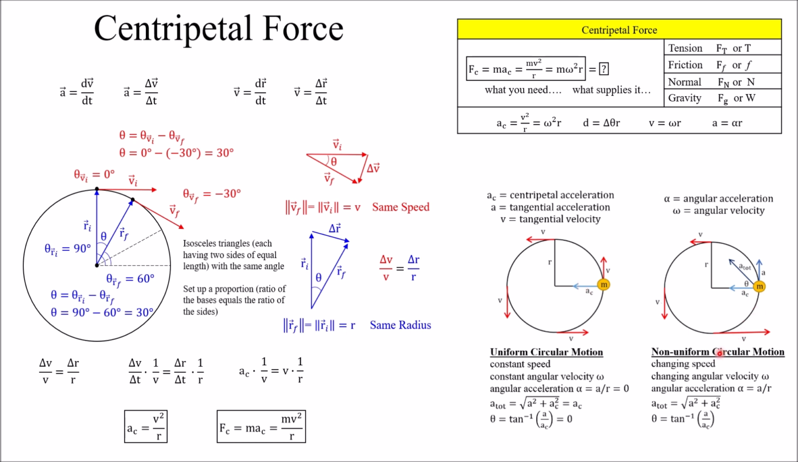But if we have some non-uniform circular motion, so imagine that you are spinning something and then you're spinning it faster and faster and faster, we also have some angular acceleration. And so we have this tangential acceleration here, and we have the centripetal acceleration, which can combine together to give you a total acceleration. You can use the Pythagorean theorem to figure out what that is in terms of magnitude, and we could find the direction as well. And so that's the difference between uniform circular motion and non-uniform circular motion.